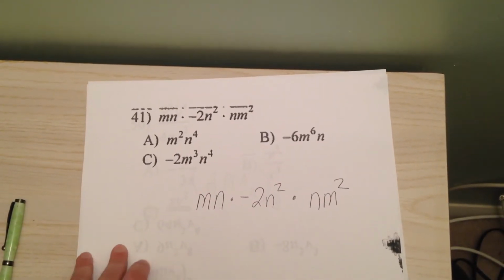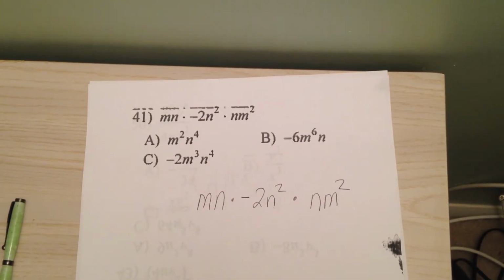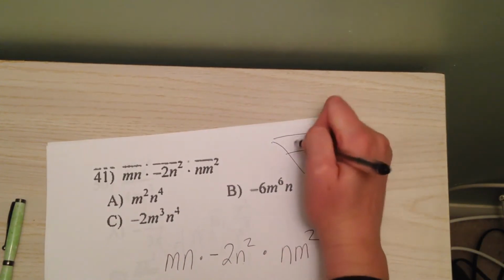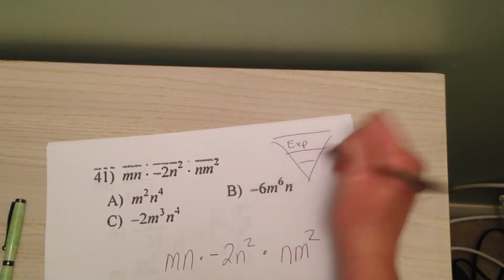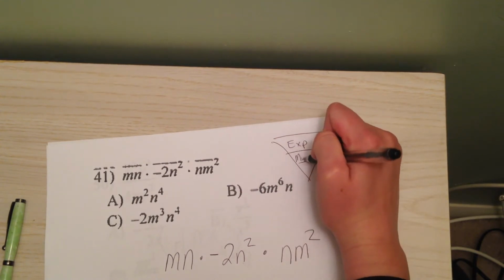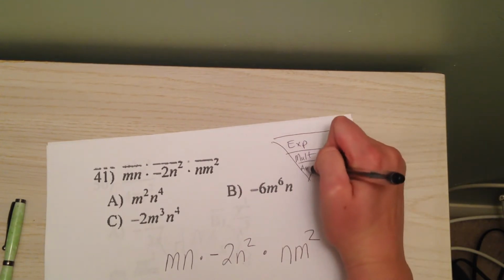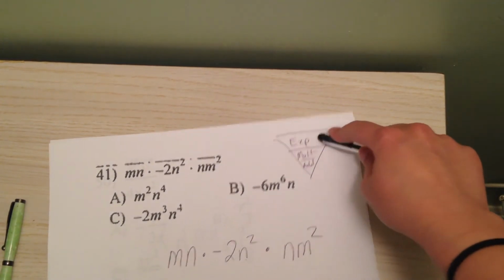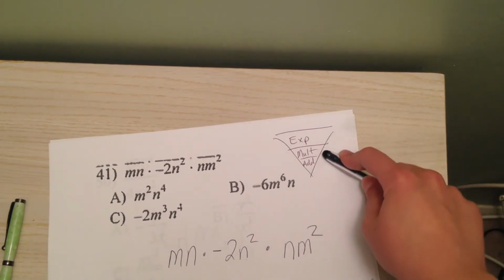Let's talk about exponents. We have a couple of rules for exponents. If you want, you can remember your triangle here: your exponents, your multiplication, and your addition. The way this triangle works is anytime you have an exponent to an exponent, you go a level down and you multiply the exponents.